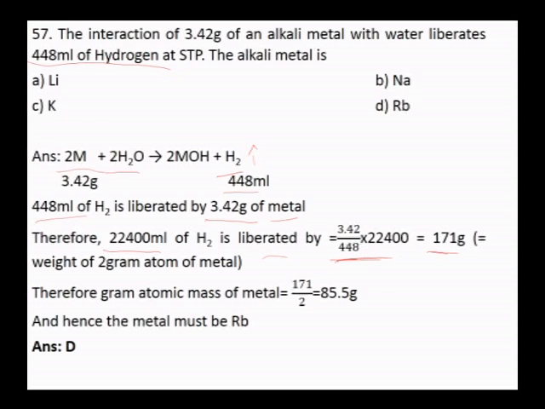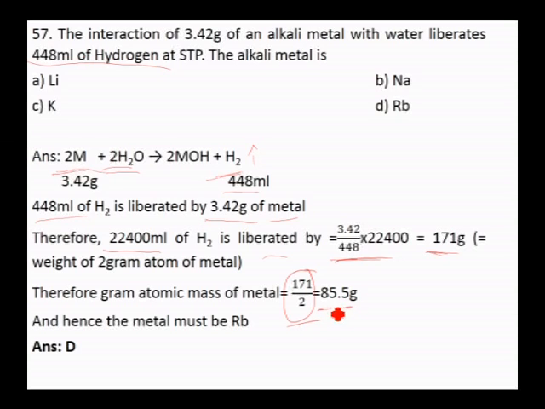That means to say 171 gram of metal on reaction with water liberates exactly 1 mole of hydrogen gas. So this 171 gram is produced from 2 gram atom of the alkali metal, and therefore gram atomic mass of the metal becomes 171 by 2, that is equal to 85.5.